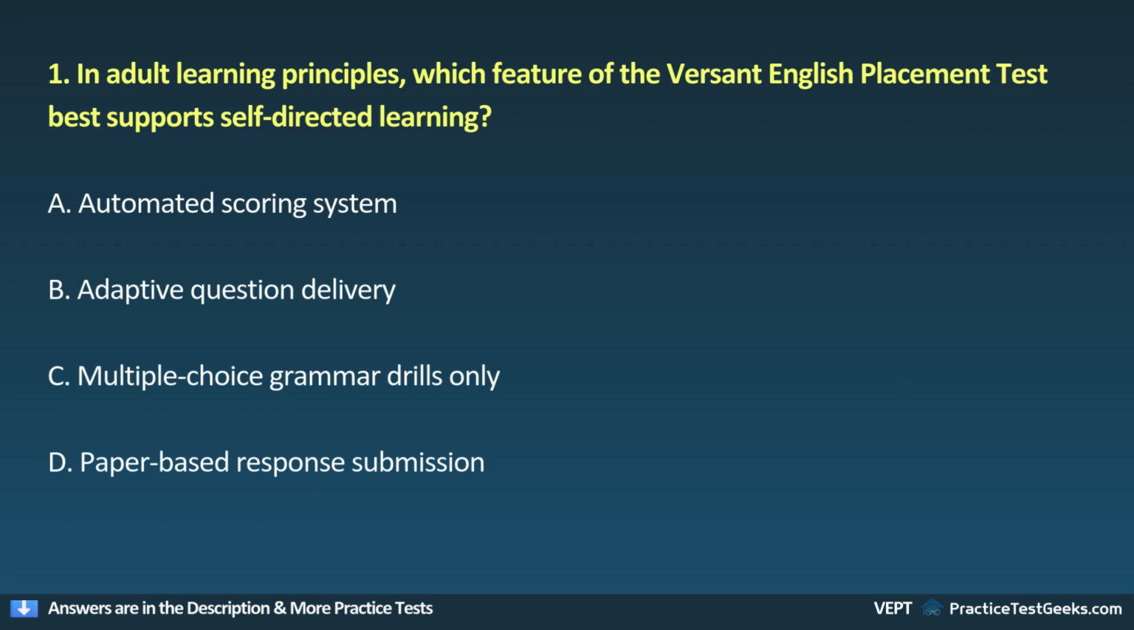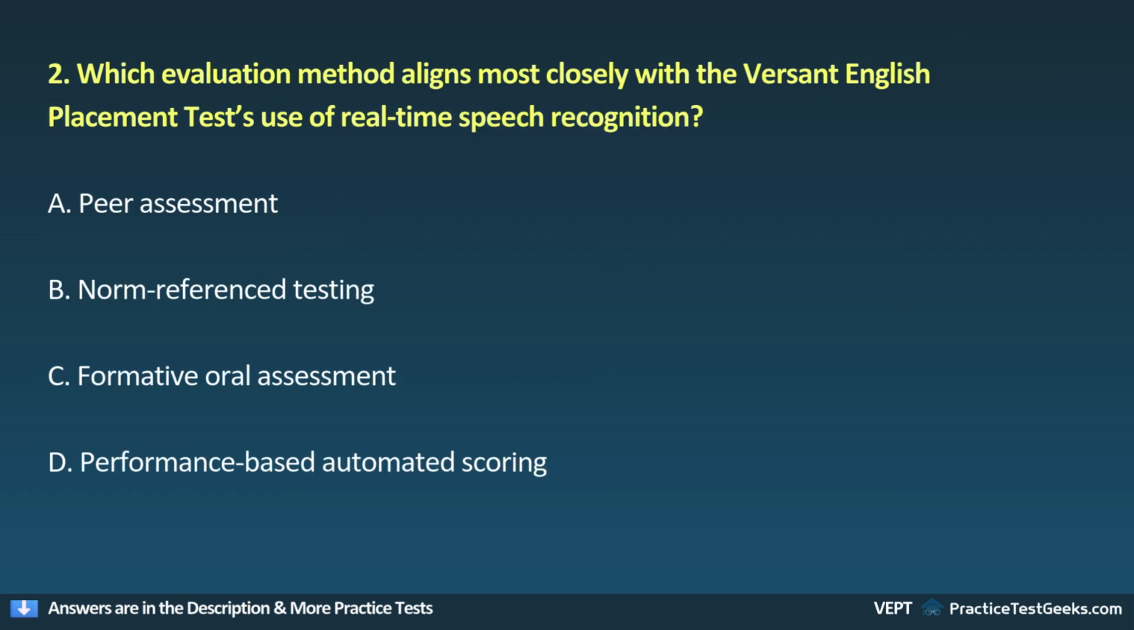1. In Adult Learning Principles, which feature of the Versant English Placement Test best supports self-directed learning? A. Automated scoring system. B. Adaptive question delivery. C. Multiple choice grammar drills only. D. Paper-based response submission.